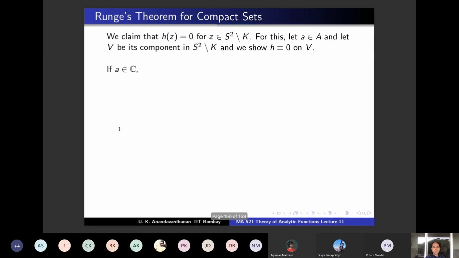And what is the strategy? If A is a complex number, A is in A, it could be infinity. I don't know which set you have given me. It might include infinity, it may not have infinity. But in particular, if A is a complex number, you take a small disk which is completely contained in V.